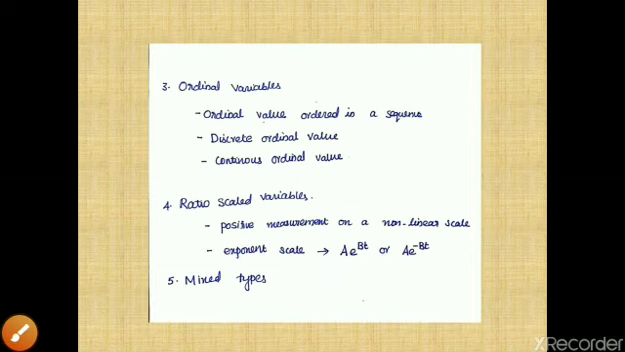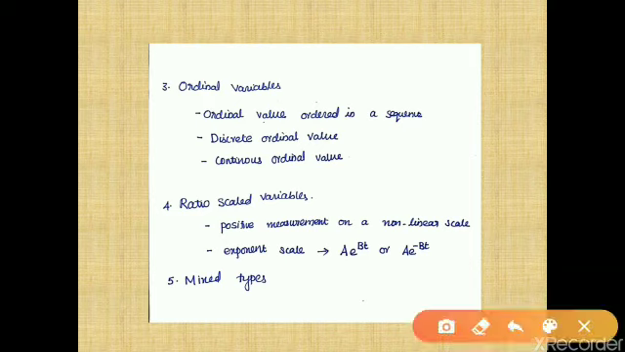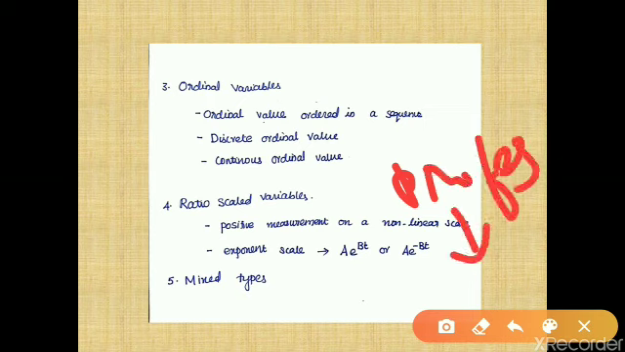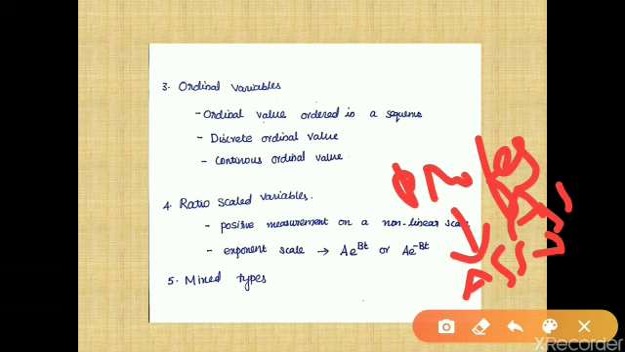Next are ordinal variables. A discrete ordinal variable resembles the categorical variable, except that the ordinal values are ordered in a meaningful sequence. One example is the professional ranking of teachers: professor, then associate professor, then assistant professor. So these are professional rankings, and there is a sequential order for them.